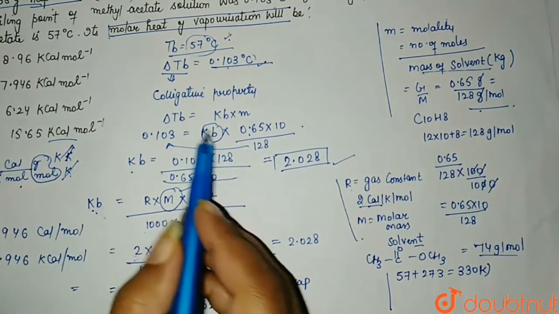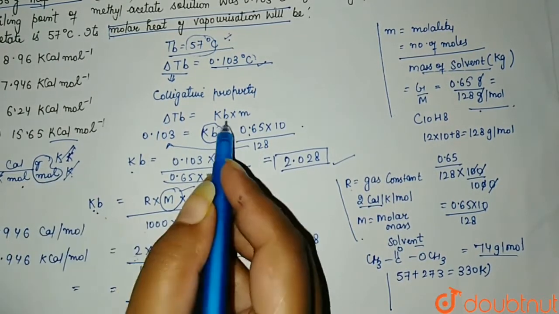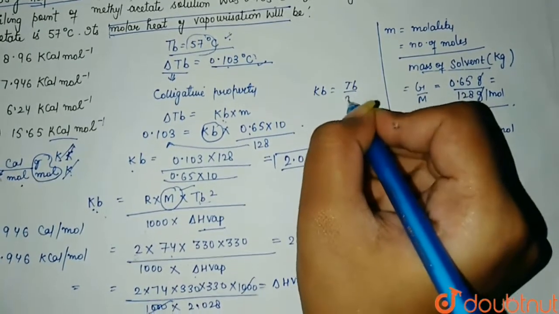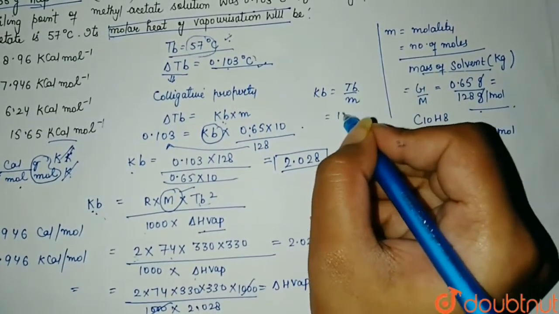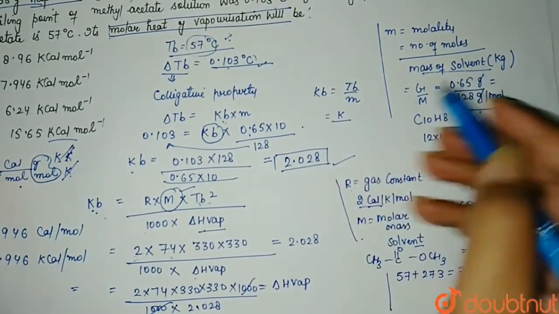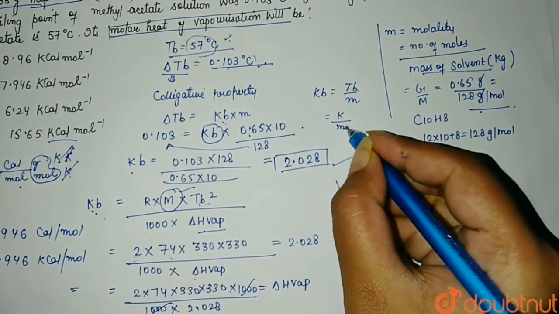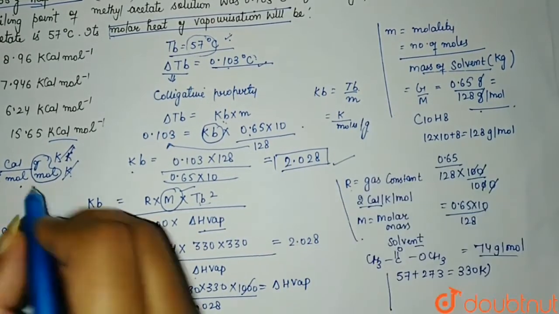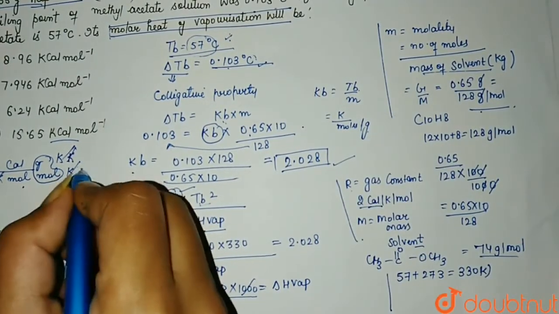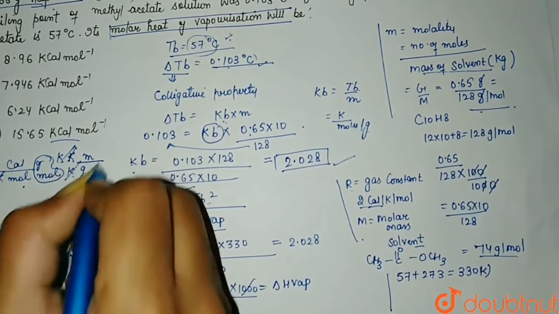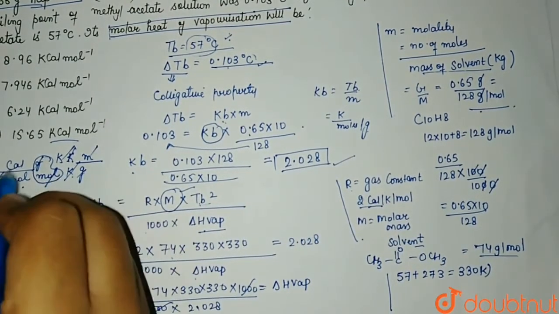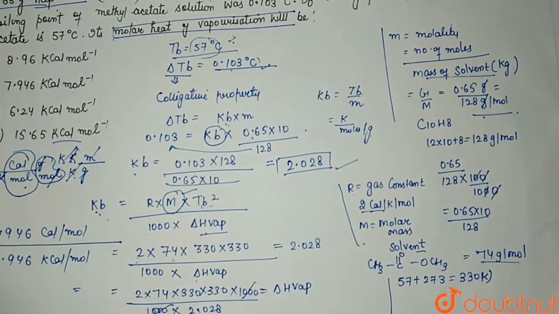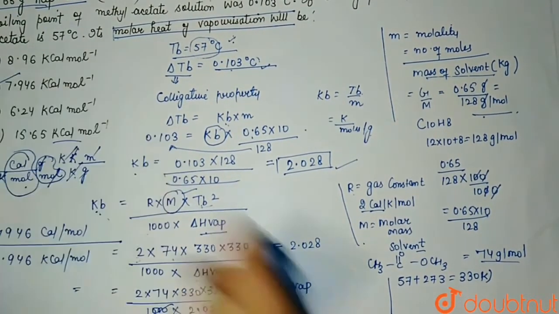Your KB unit is not only Kelvin. If I talk about TB upon M, your TB is in Kelvin, and the molality is the number of moles per mass of solvent, that is per gram. So if you put Kelvin over here, then you have to put gram and per mole over here. So it has been cut from here also. The resulting unit is calorie per mole, so that is how it comes. So the correct option is B, that will be the right answer.